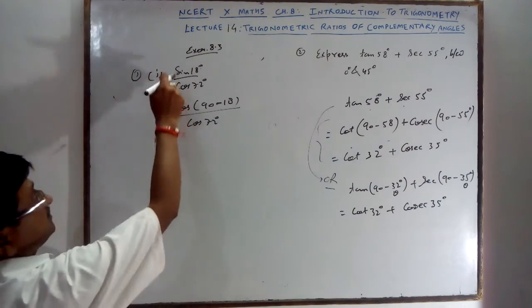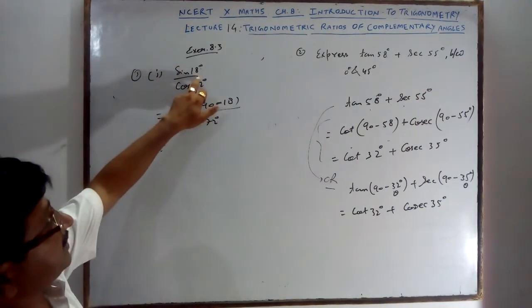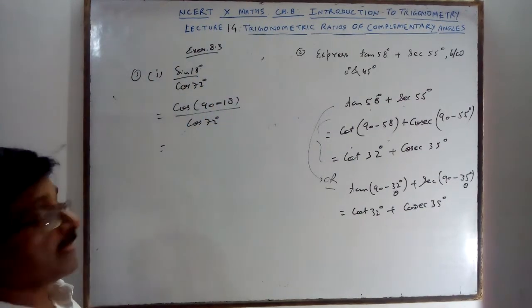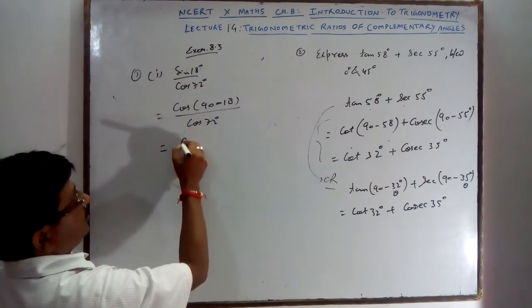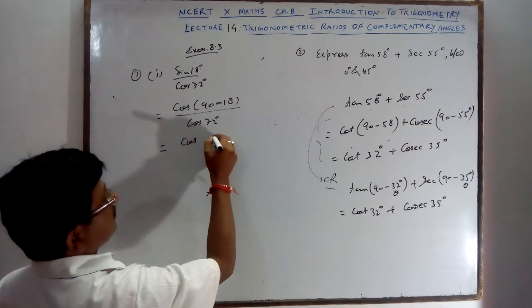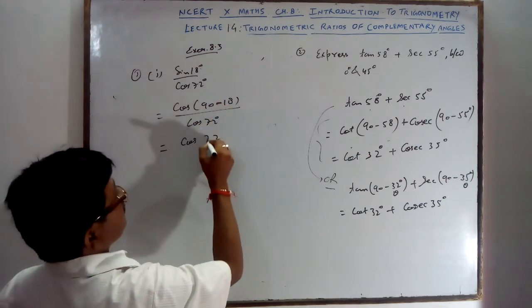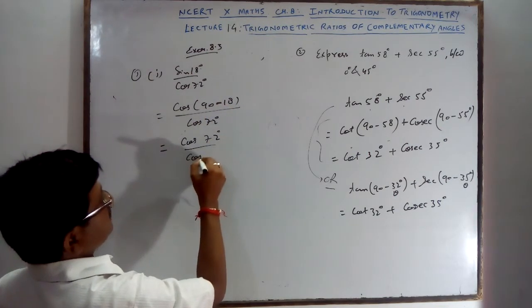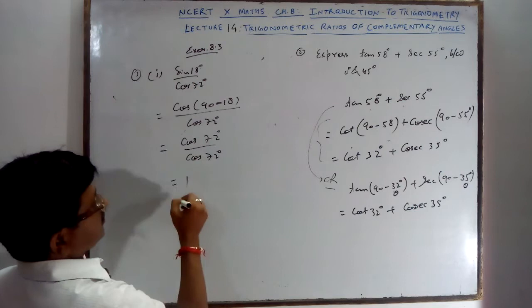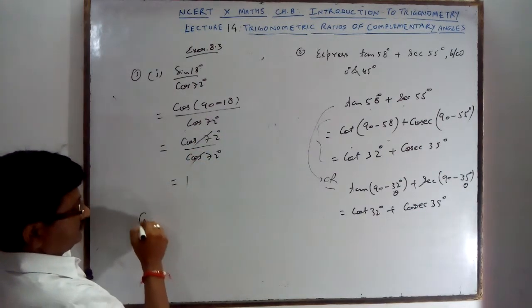Already you have changed sin into cos. It means you are subtracting this angle from 90. What will you get? Cos 72 degrees. Same angle you will get in the denominator. Now both are equal and your answer is 1.